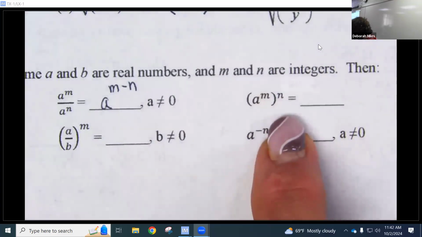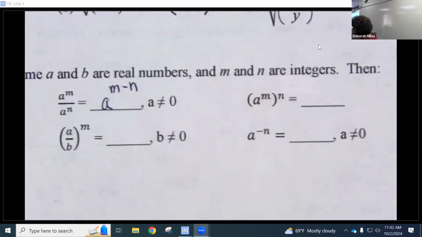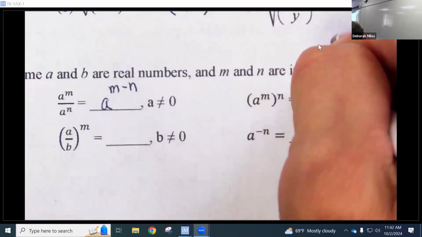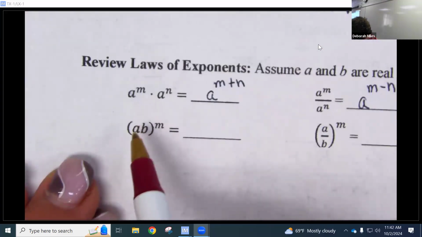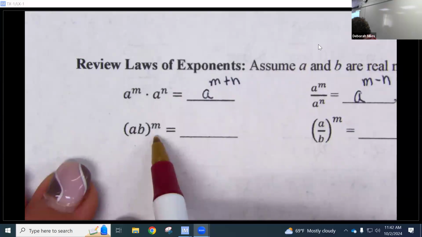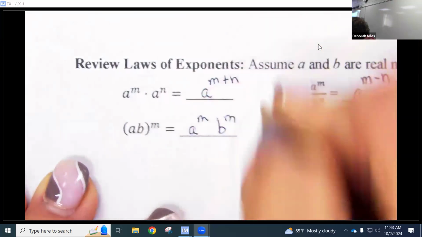This third property says when you raise one power to another power, what do you do with the exponents? You multiply a to the m times n. The fourth property says if you have a product to a factor, or excuse me, to an exponent, you can raise each factor to the exponent.